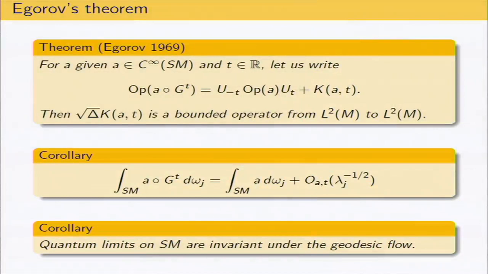So at this point you might have the idea, okay, let's look at all the measures invariant under the geodesic flow, and let's try to see which come up as weak star limits of the Wigner measures. Unfortunately, there are usually too many invariant measures under the geodesic flow, and this classification is very hard to carry out.